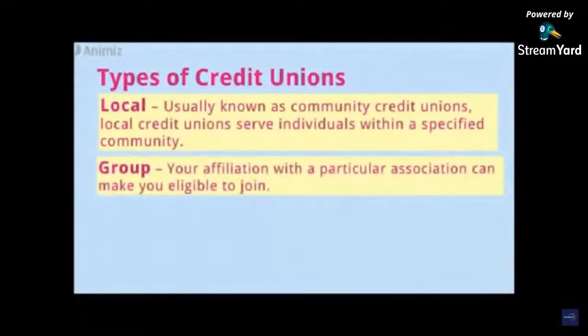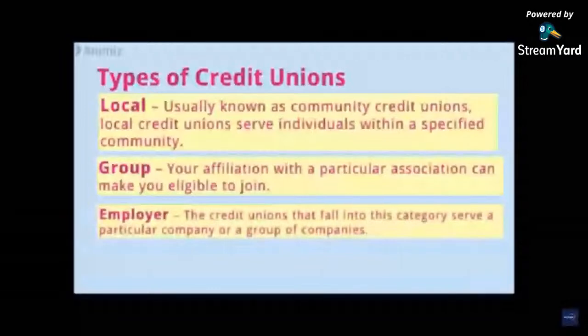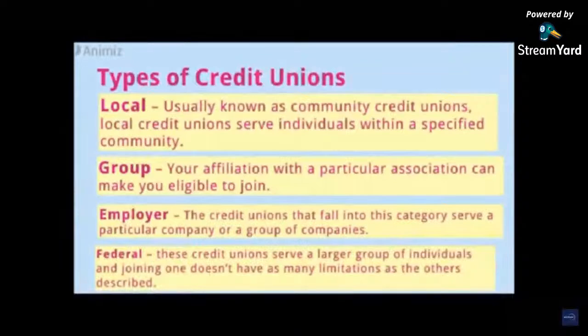Affiliation with a particular association can make you eligible to join. Employer: the credit unions that fall into this category serve a particular company or a group of companies. Federal: these credit unions serve a larger group of individuals and joining one doesn't have as many limitations as the others described.